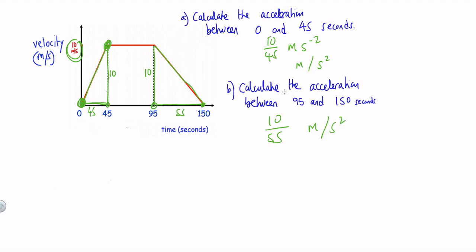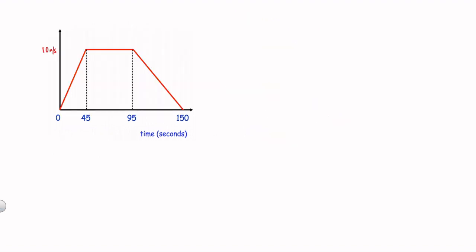One thing you need to be aware of is that this portion here is a negative gradient because it's going downhill, so it's negative. It's a deceleration. So when you get a negative acceleration, that means it's decelerating, slowing down. I'm going to look into this a little bit deeper now.